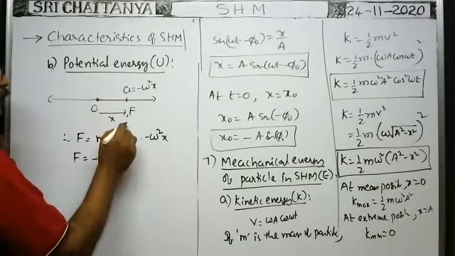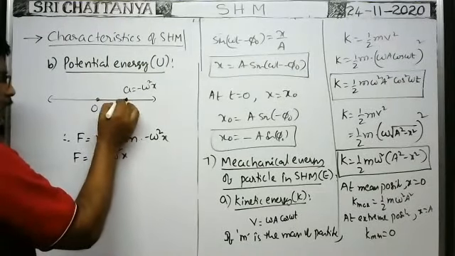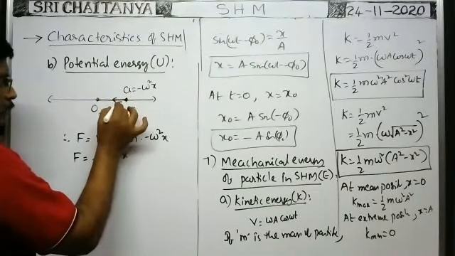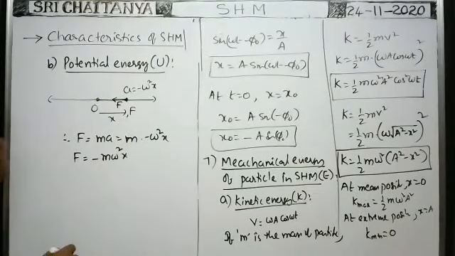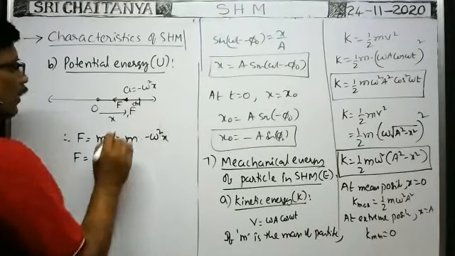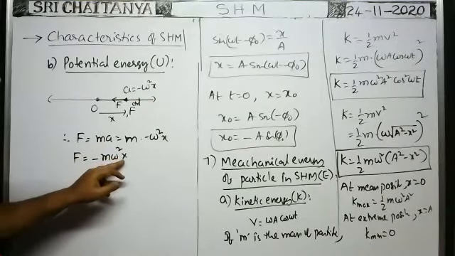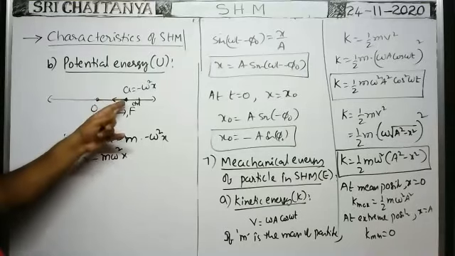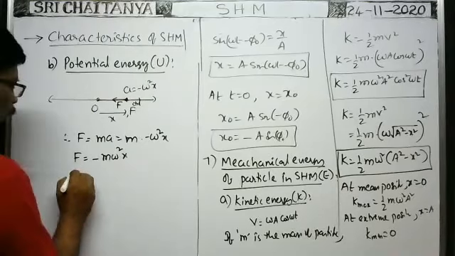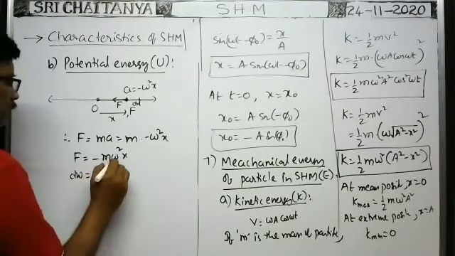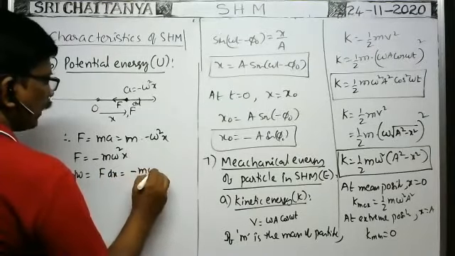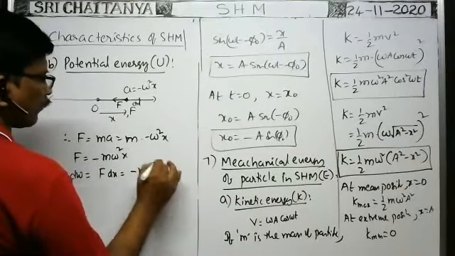This force always acts on the particle towards the mean position. That's why we got the minus sign. With this force, suppose we displace the particle through a small distance dx, because force continuously varies with x, that's a variable force. For the small displacement dx in this direction, what is the work done? Work done in displacing the particle through a small distance dx is equal to F into dx, which is equal to minus m omega square x into dx.